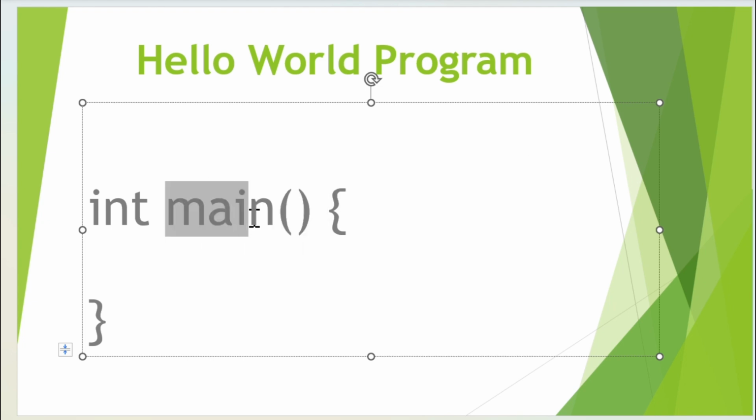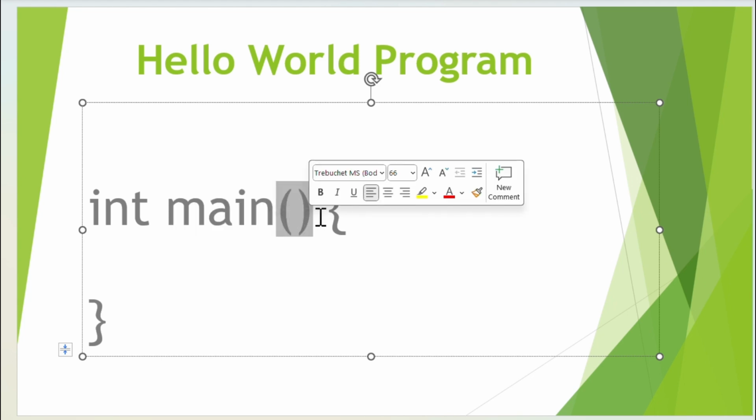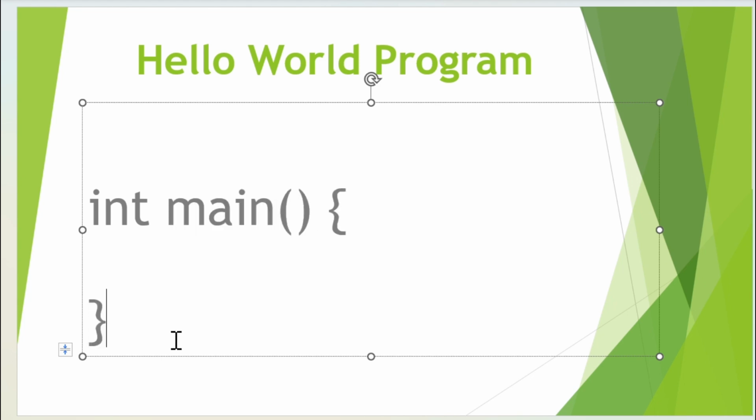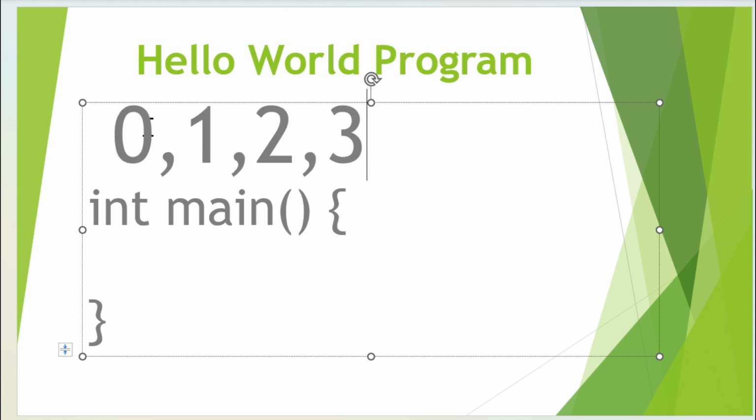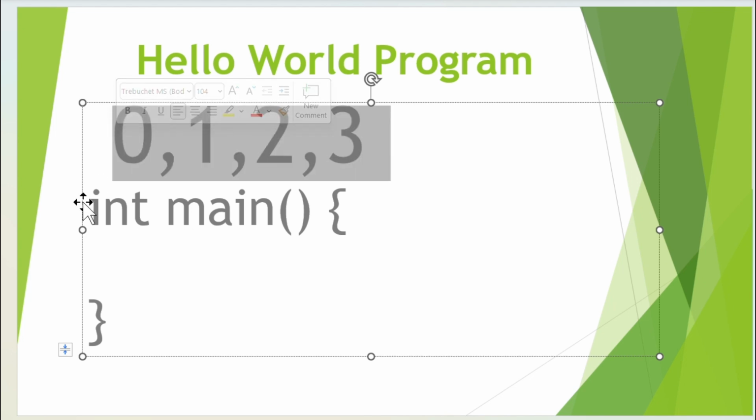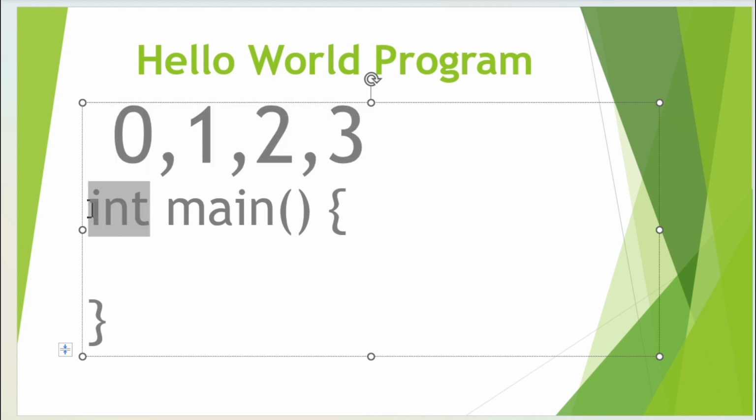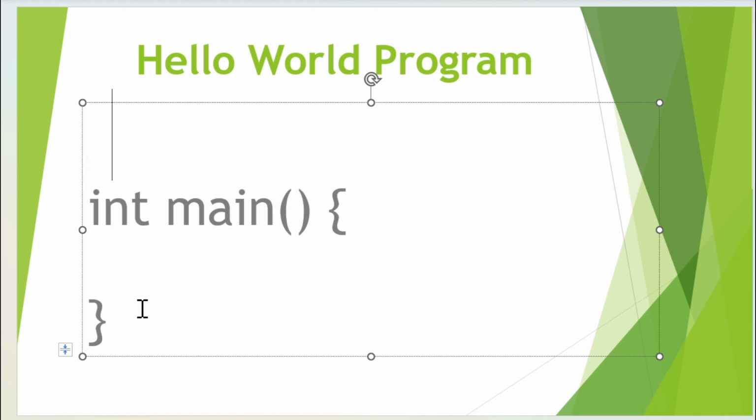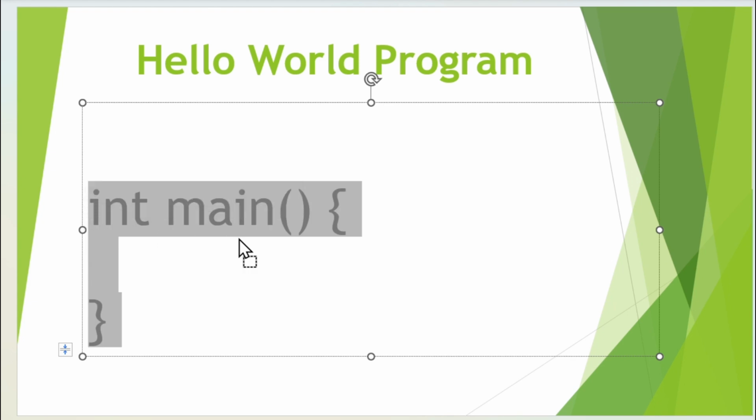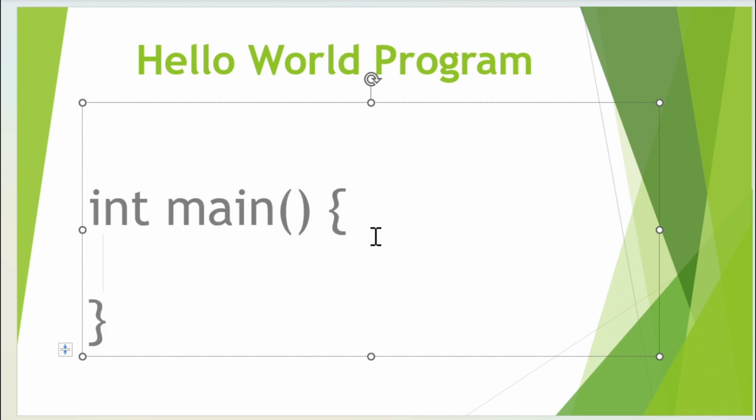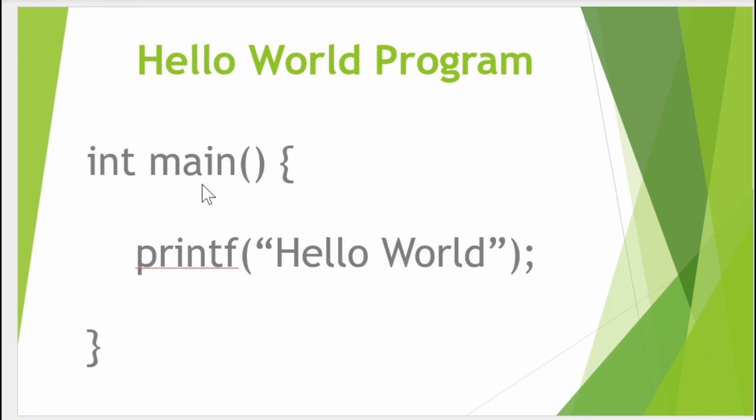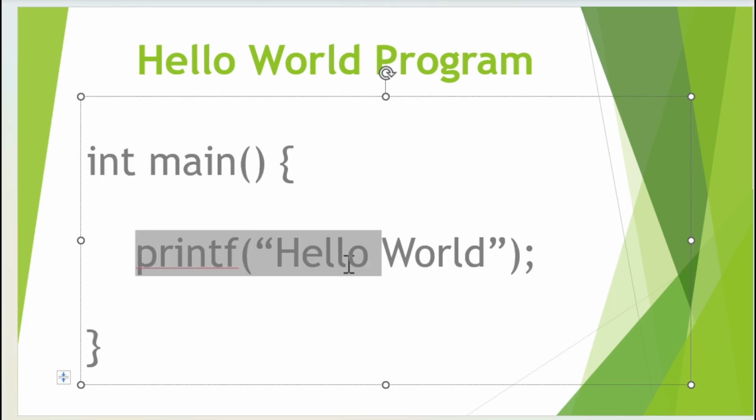So how will we write it? We write main with two round braces and then an opening curly brace and a closing curly brace. You have to remember these things. Now what is this int? This int is similar to an integer, like 0, 1, 2, 3. These are integers. Why we are writing this int, we will see later. But we have to remember that the first thing to write in a C program is int main, round braces, and two curly braces.